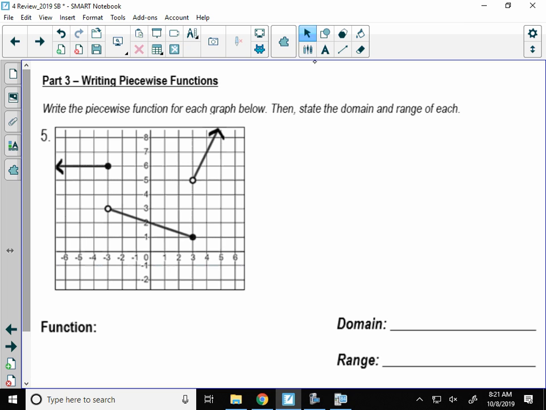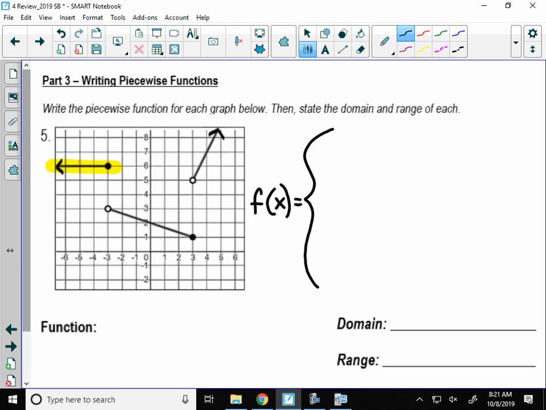So let's start with the left part of our graph here. Remember, we always start with f of x, or g of x, or h of x. It doesn't really matter. We're going to have 3. We have 3 pieces of our graph, so we're going to have 3 equations.